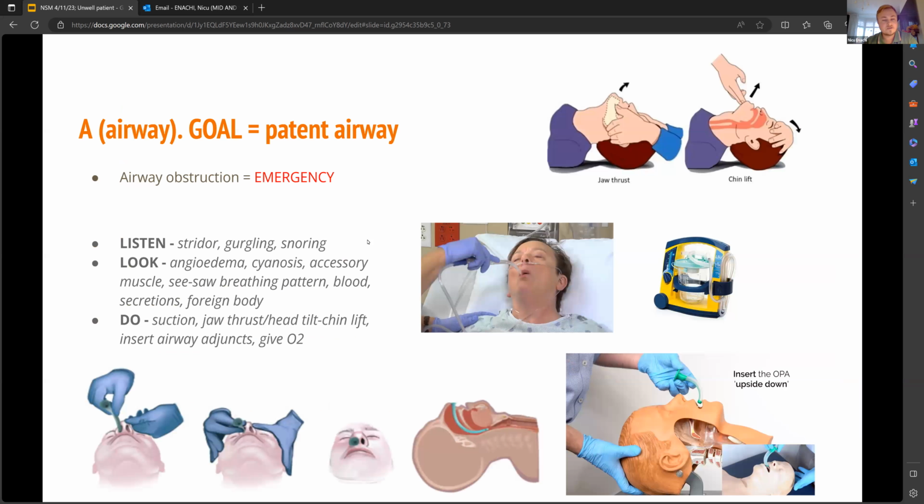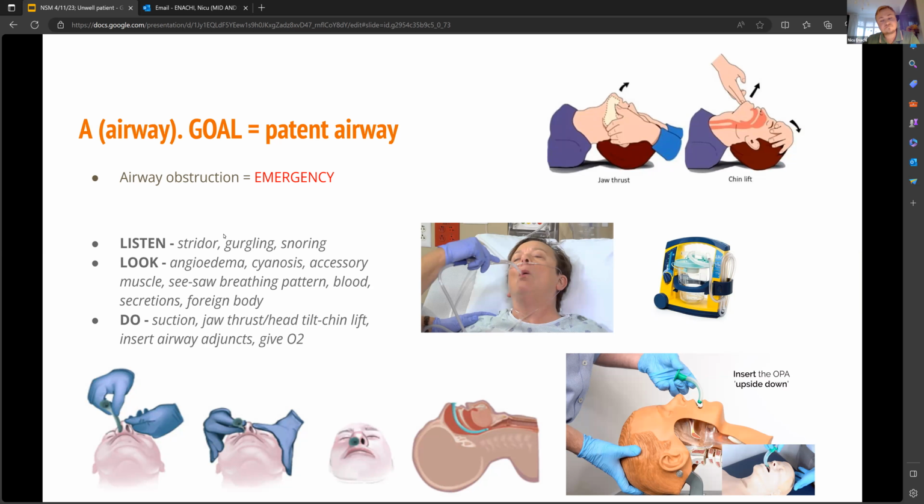Can they actually talk? Now, if they can talk and you hear a very nice, smooth vocal expression, then it means that one, they're alert, and two, their airway is patent. So we mentioned A as the airway. That's the first bit we're going to assess in any unwell patient. And the goal of this assessment is to make sure that their airway is patent, so that oxygen can get in, CO2 can get out. That's the main idea of this assessment.